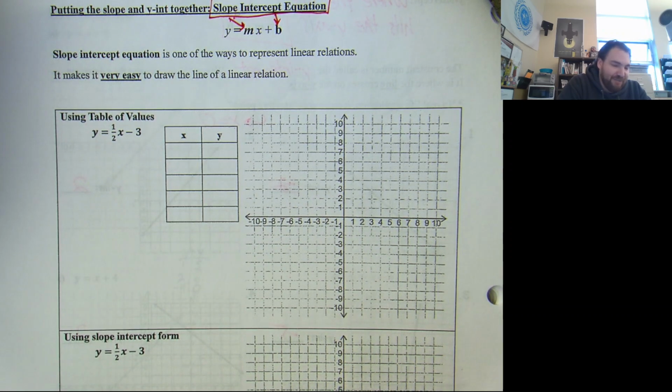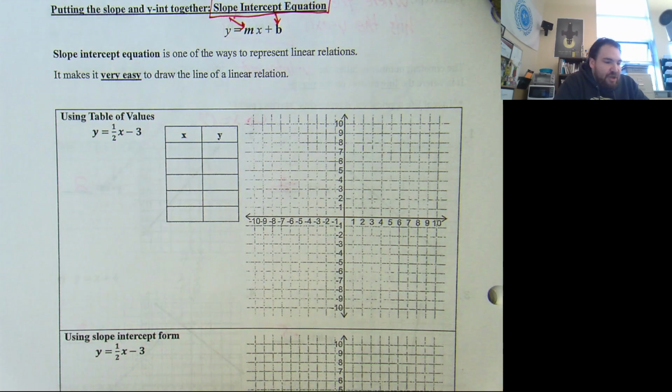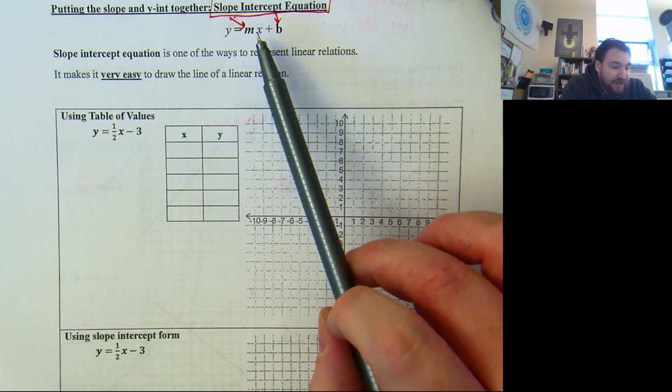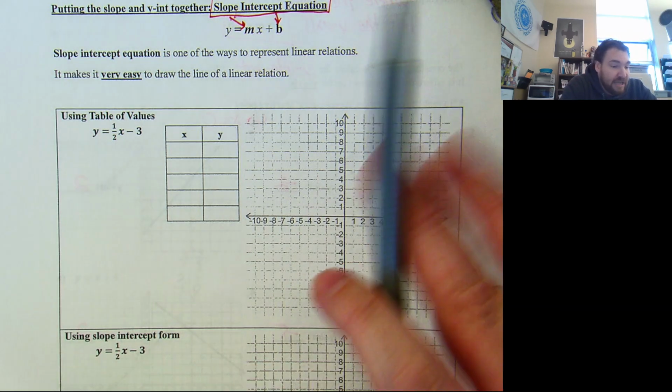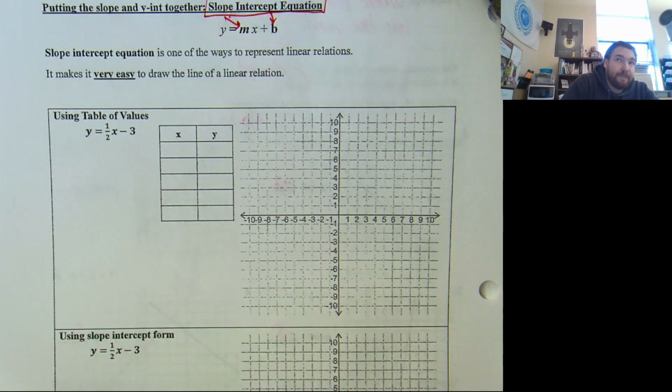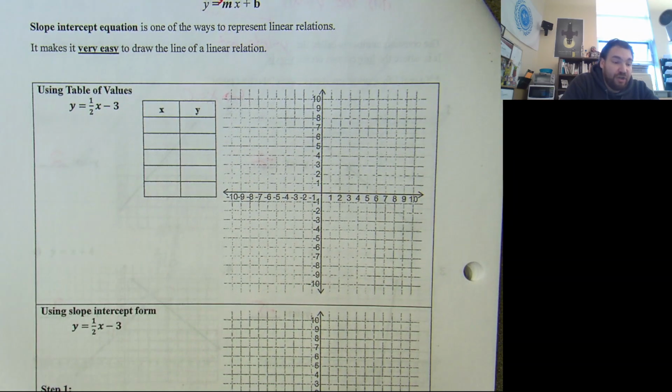They hate it because I'm making them graph all over the place. So it's very, very easy to draw this line. If you're given the slope, that's the pattern. If you're given the y-intercept, that's the starting point. And I'll demonstrate this.